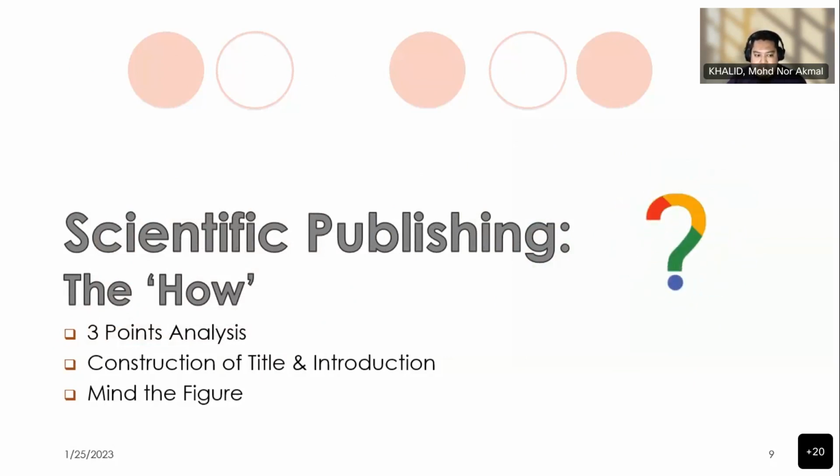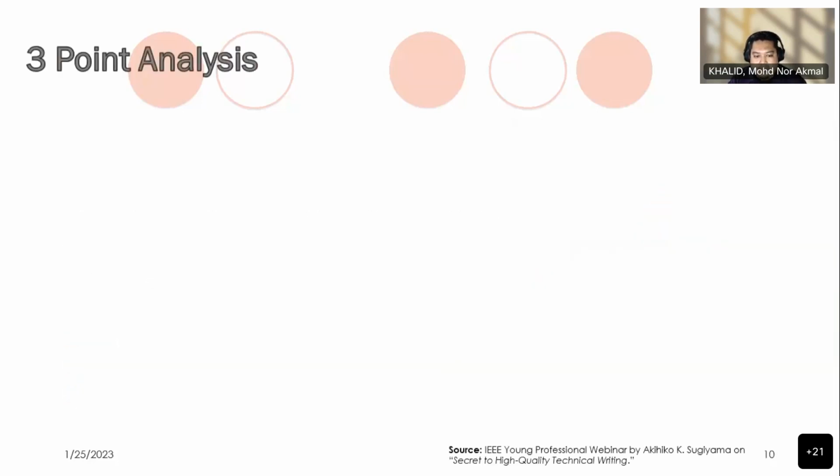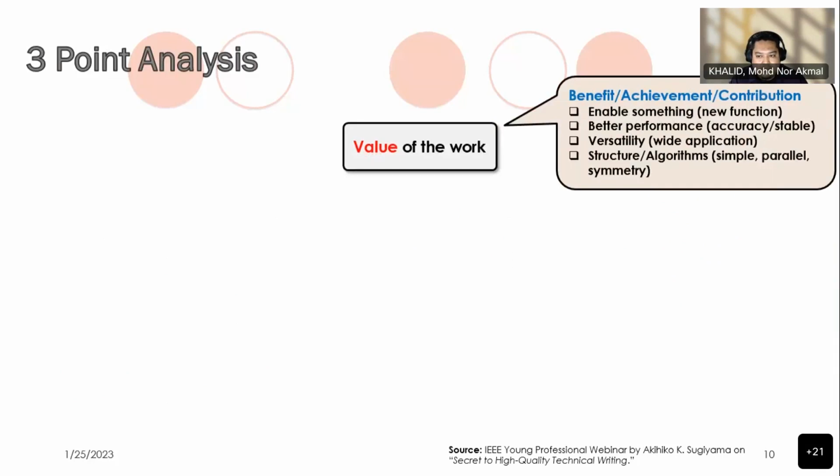So I'll introduce a little trick, or let's say a shortcut, to actually help you improve your publication. This one is called 3 point analysis, something that I learned from another researcher who successfully published high quality technical writing previously. He proposed this 3 point analysis. First is the value of the work, meaning that you need to know what the value of the work is.